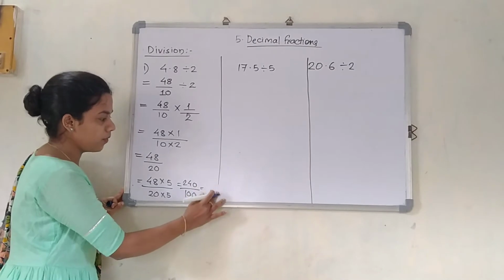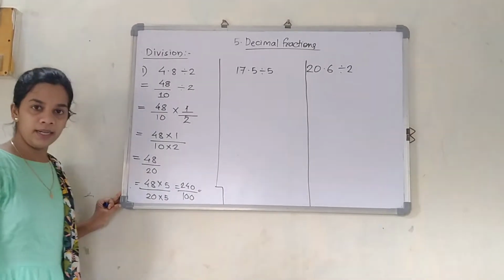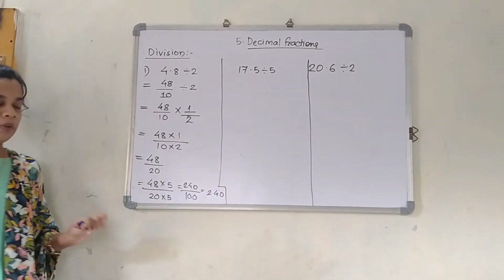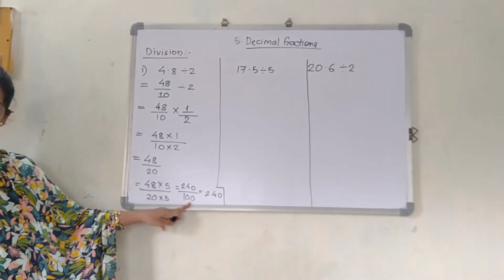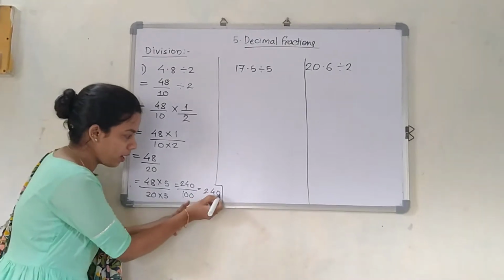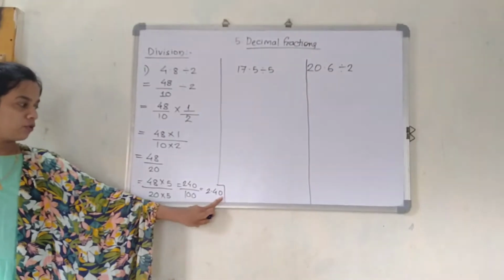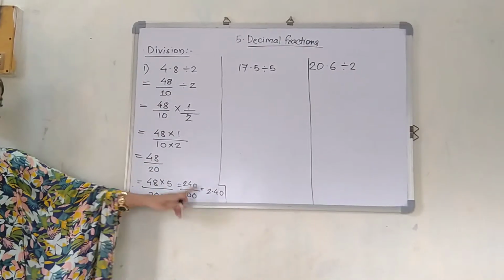So I can easily convert it into a decimal number. The numerator I am going to write as it is, that is 240. How many zeros are present here? 2 zeros. So I will give the point after two numbers, 1 and 2. So I am going to give the point over here. So this answer started from here and ended over here.